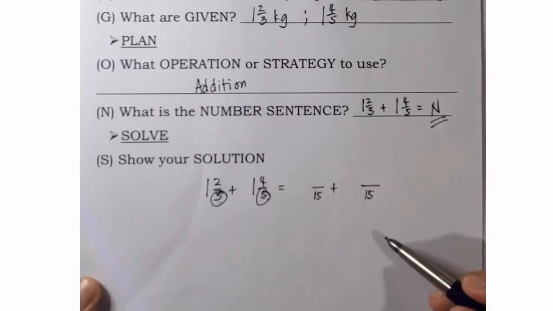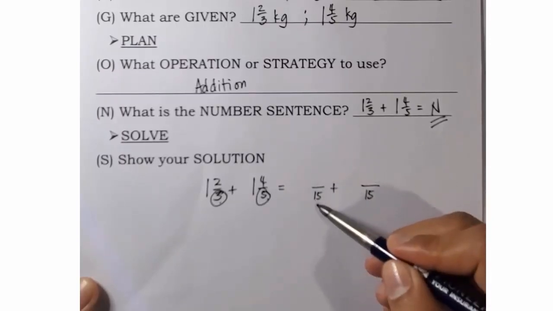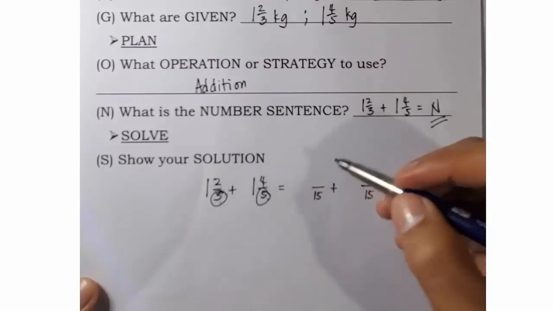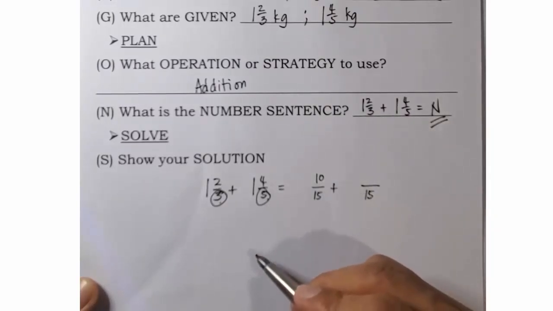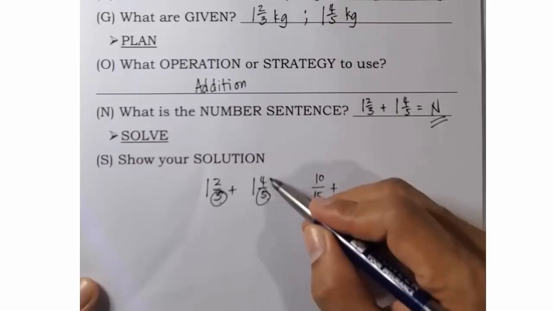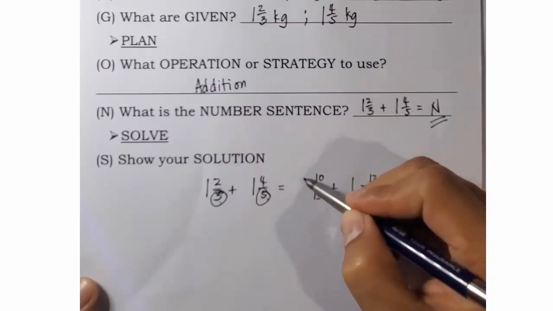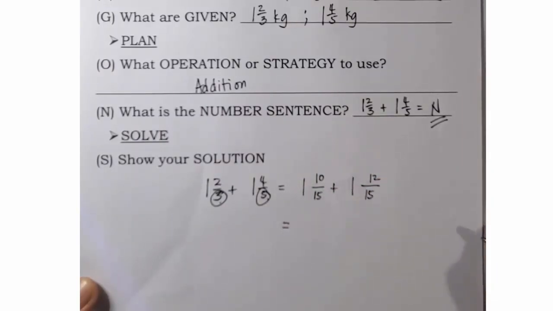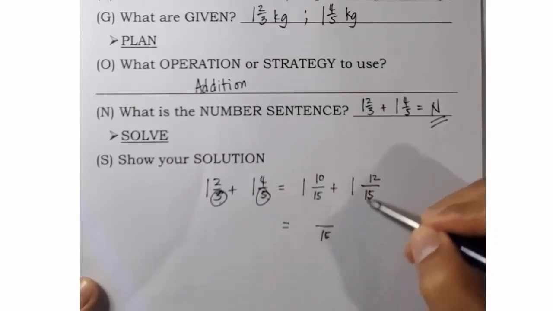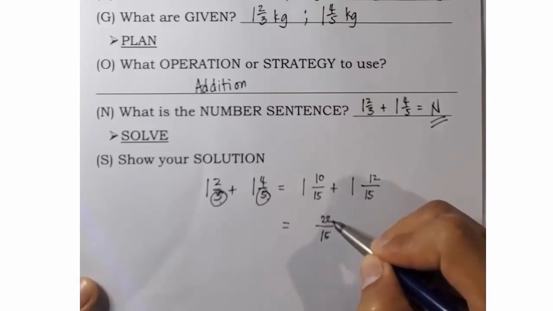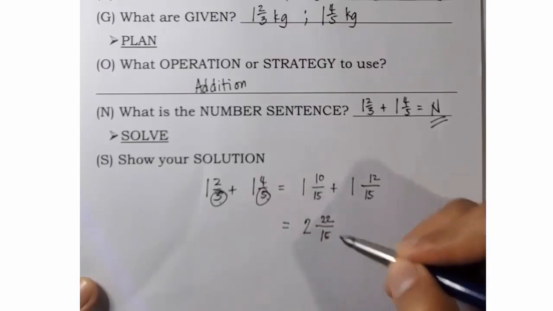Now, because you already have the new denominator 15, we will also have to look for the new numerators. 15 divided by 3 is 5, times 2, that is equal to 10. 15 divided by 5 is equal to 3, then times 4, that is equal to 12. Then we will copy their whole numbers, 1 and 1. After that, we can now add their numerators, copy the denominator 15 and add the numerators, 22. Then, of course, you also have to add your whole numbers. 1 plus 1 is equal to 2.